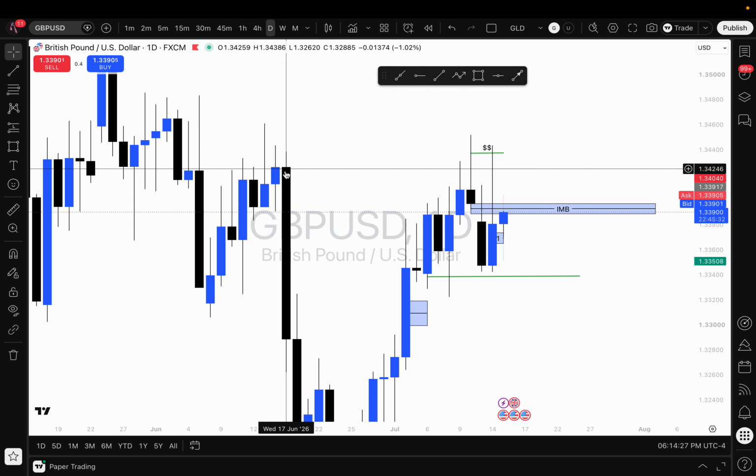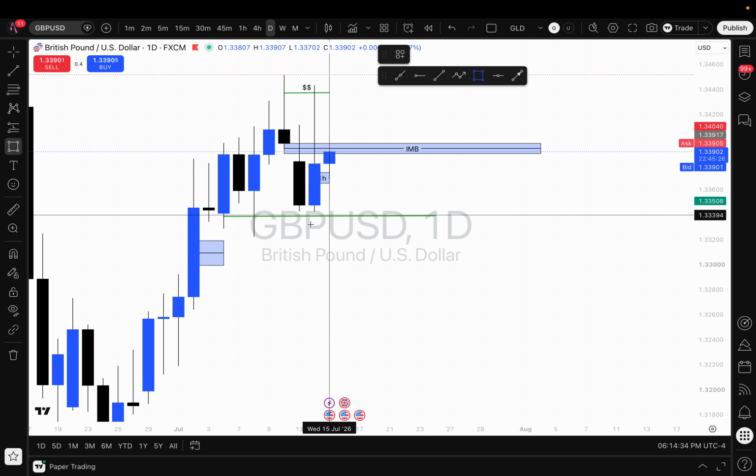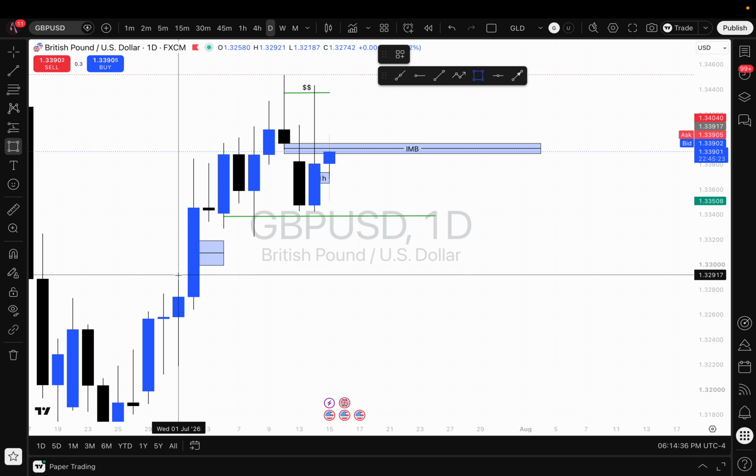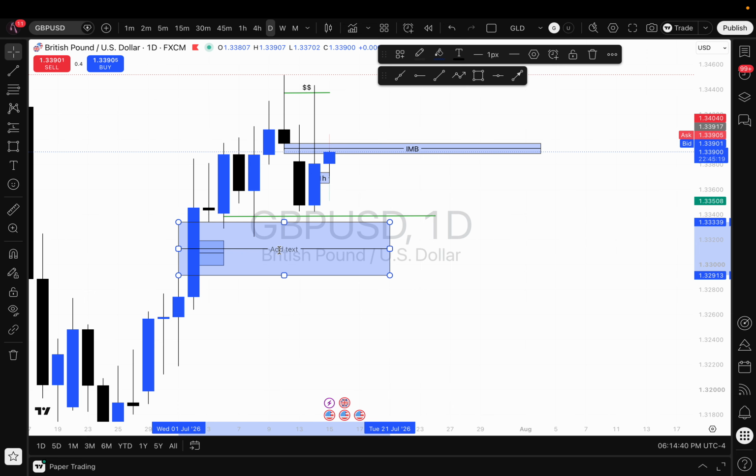Came up, closed. Since this is a bearish candle, it opened here at the top, closed at the bottom, and continued to push down. Right here, I'm going to take my box from the wick of the first candle to the wick of the third candle. That's how you mark up your fair value gap. That's my 1 day fair value gap.